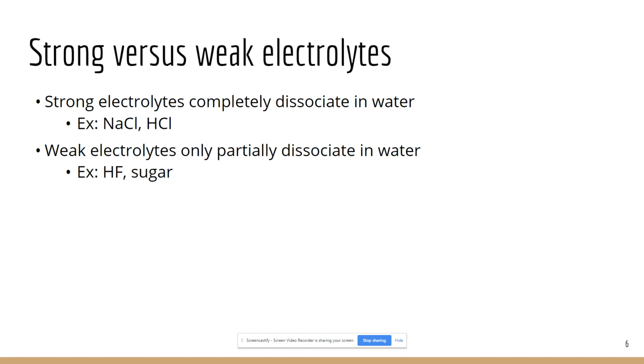So if I have NaCl that is dissolved in water, there is not a single unit of Na and Cl together. Whereas weak electrolytes still will conduct electricity, just not nearly as much, and that's because they only partially dissociate in water. Hydrofluoric acid is an example of that. Sugar is an example of this as well. Pretty much all weak electrolytes, for the most part, are going to be covalent.